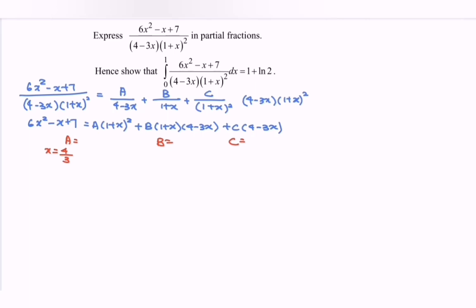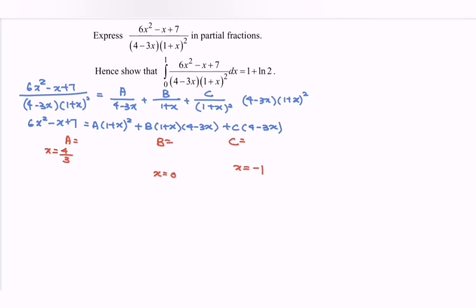In order to find c, notice that we have a and b, they have the same common term, where we have 1 plus x. So x equals negative 1. Then for sure a and b will be eliminated. Next, go back to b. You can substitute any value of x other than 4 over 3 and negative 1. So my suggestion will be x equals 0.